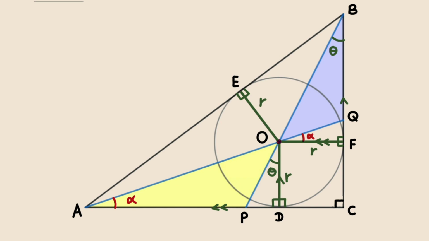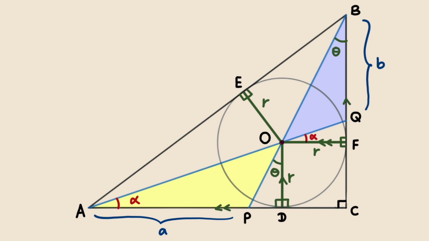Now let us mark the important lengths. Let the length of the line segment AP be equal to a variable A and the length of the line segment BQ be equal to a variable B. Now let the length of the line segment PD be equal to M and the length of the line segment QF be equal to a variable N.